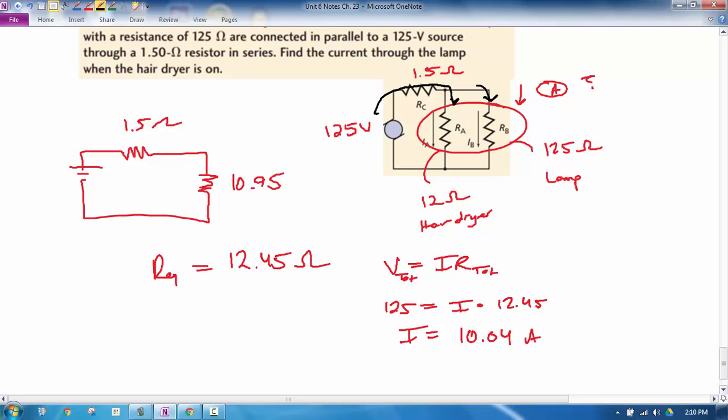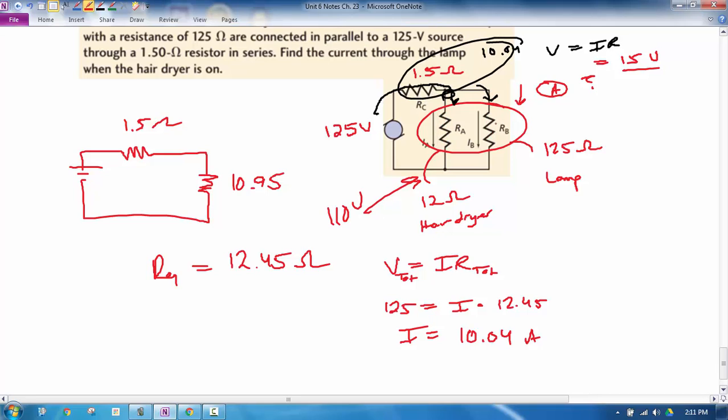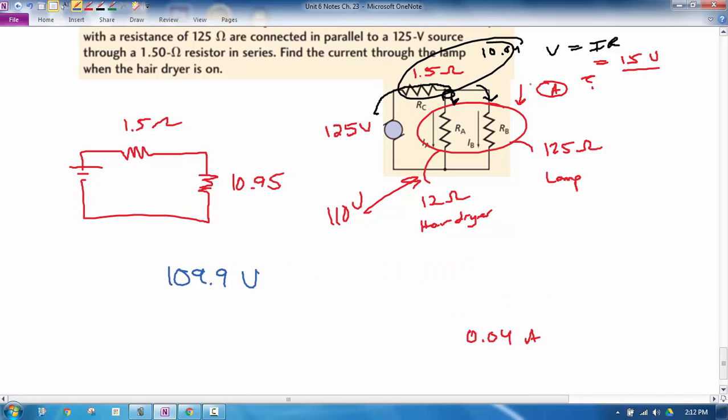So let's look at how much potential difference we have across here and here and here and here. The way we can do that is by finding the voltage drop across this first resistor. If the current going through here is about 10.04, we can use V equals IR in this part right here. So the voltage is what we're looking for. We have the current of 10.04, and we can multiply that by a resistance of 1.5. That gives us a potential difference drop of about 15 volts. And so what that means now is we have about 110 left. There's about 110 volts now across this part and this part in parallel. So we'll take the total 125 minus this number we got in the calculator, which if I don't round this, it's about 109.9 volts.